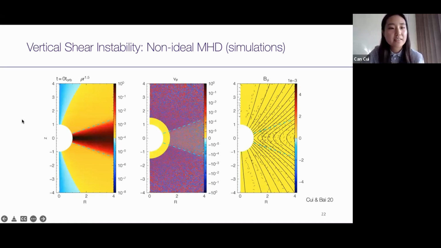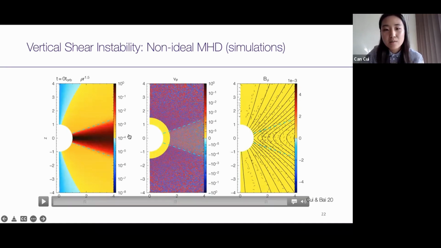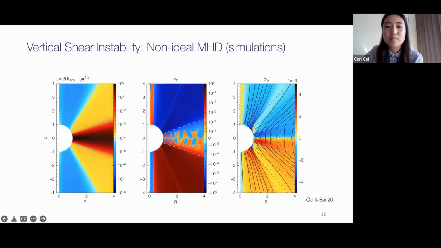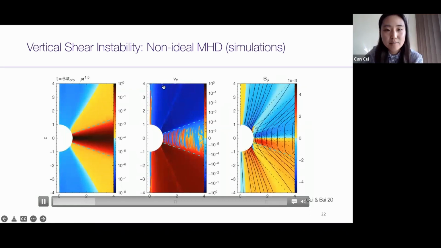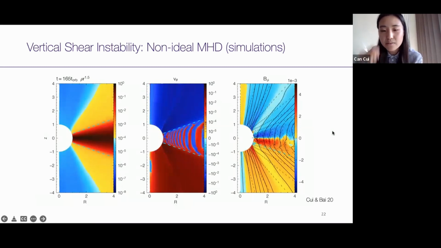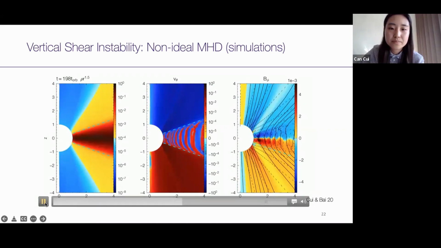So that's purely linear theory. I did some numerical simulations of the VSI with non-ideal MHD effects, with ambipolar diffusion, and I'm going to show a movie. The left panel is the gas density, the middle panel shows the meridional or vertical velocity at the midplane, and the right panel is the azimuthal magnetic field. Looking at the middle panel, we can see those large-scale vertical oscillations, which are characteristic of the VSI in its nonlinear evolutionary regime.